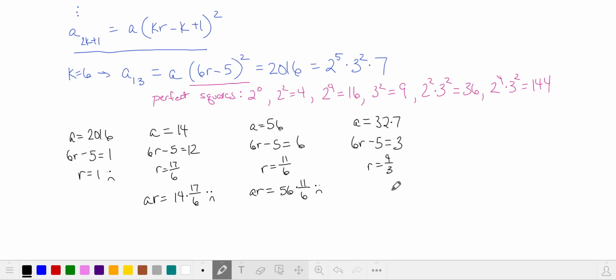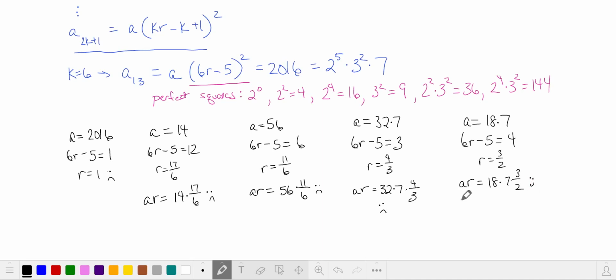If 6r minus 5 is equal to 3, then r is equal to 4/3. Again, our second term is not an integer. Let's try if 6r minus 5 is equal to 4. This gives us r is equal to 3/2. Our second term is an integer. Let's check our third term. Sadly, it isn't an integer, so not valid.